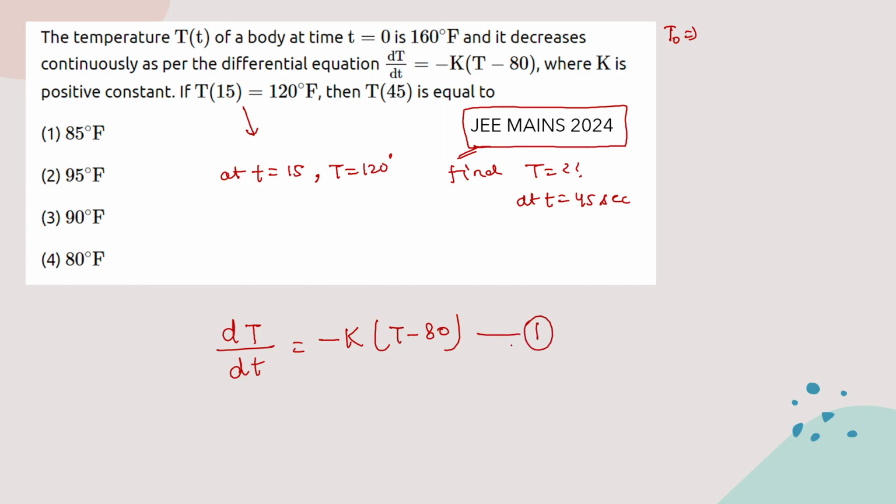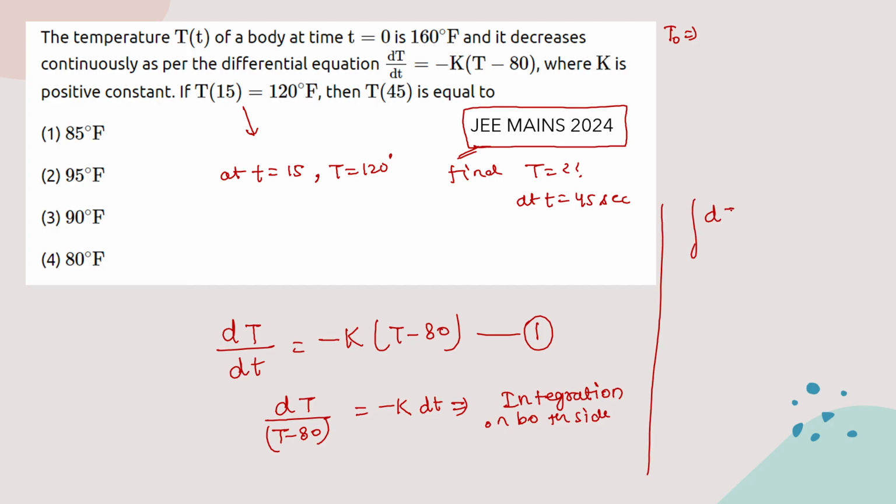So this is our first equation. Can we say this is simply nothing but the variable separable format? This is simply nothing but the variable separable format, and then we can do, sorry, this is k dt. Then we can do the integration on both sides. So when you do the integration on both sides, you will be getting dT upon T minus 80 is equal to minus k times dt. You can see the linear format is there in the denominator.